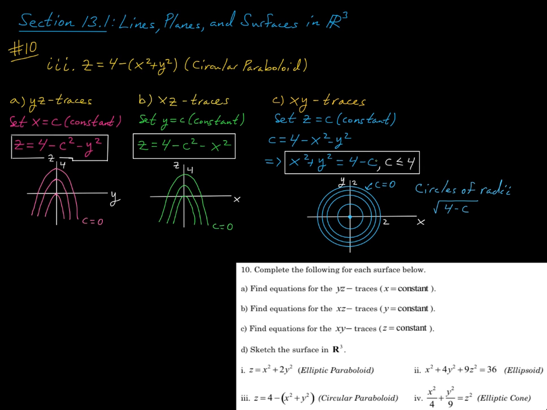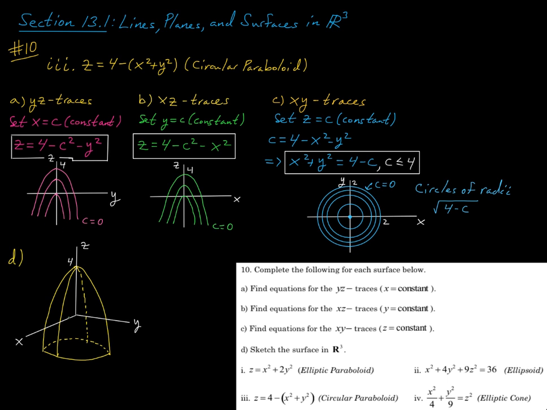Now in the special case when c is equal to 4, this right-hand side is 0. And that happens only when both x and y are 0, so in other words at the origin. And now as we let c decrease from 4, the right-hand side will get larger, meaning the radius of our circle will get larger. All right, so now let's put that all together.